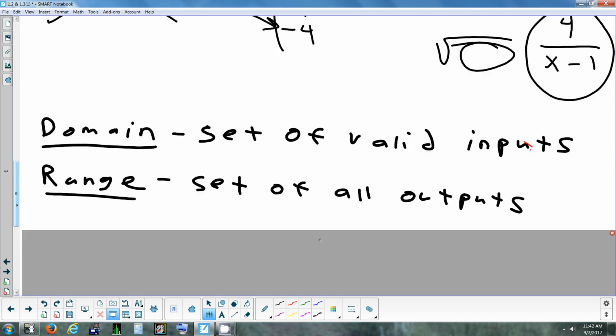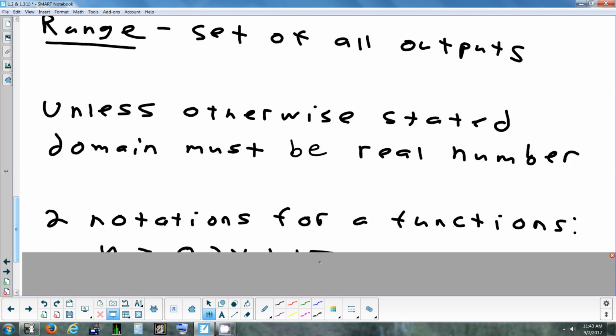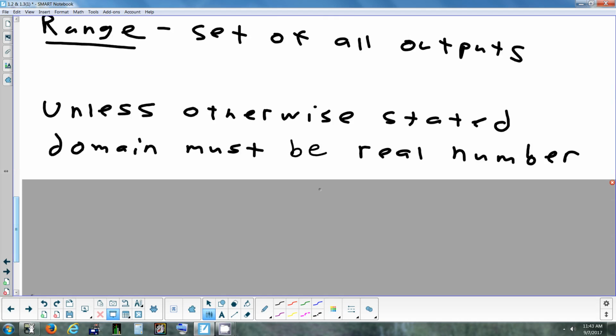And then the range, those are the answers that you get. So when you plug in for x, what kind of numbers do you get for y? That's the range. Okay, so let's try an example. Actually, I'll get to an example in a second. Unless the directions say otherwise, we're dealing with real numbers. In other words, we're not doing imaginary.